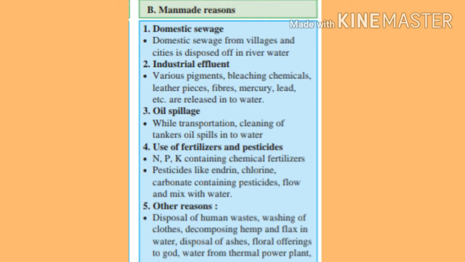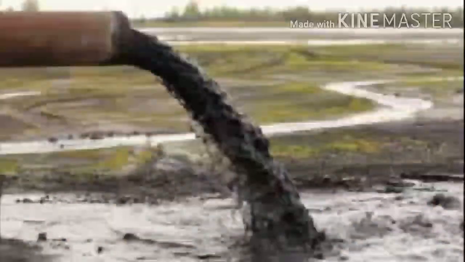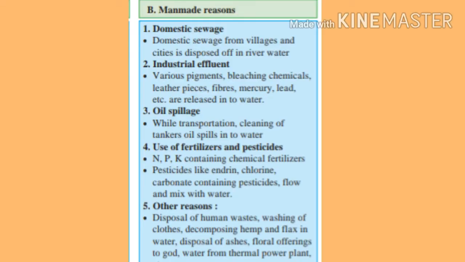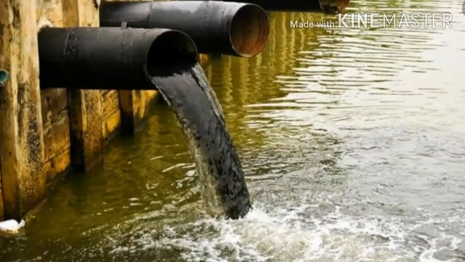Now we will study man-made reasons. First point, domestic sewage. Domestic sewage from villages and cities is disposed of in river water. Second point, industrial effluent. Effluent means waste.